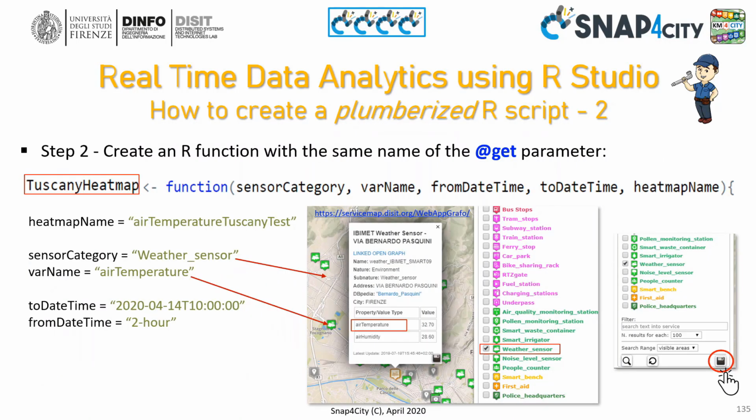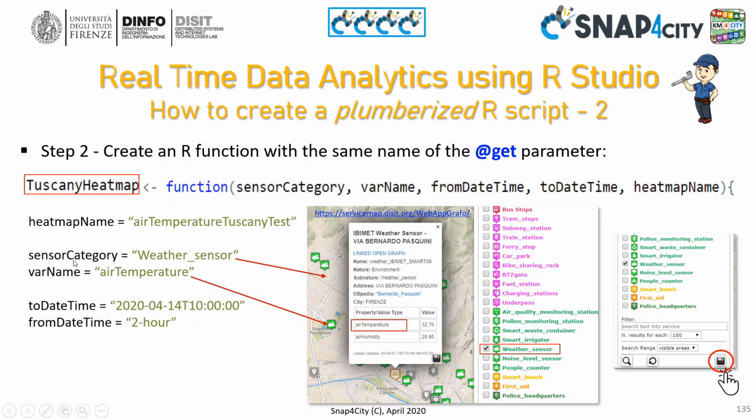After adding the Plumber annotation in the code, the second step is to create an R function with the same name of the @get annotation. This shall be a function containing some parameters: the sensor category, var name, from date time, to date time, and heatmap name, in which the heatmap name is the name of your choice. It will be the name of your heatmap.